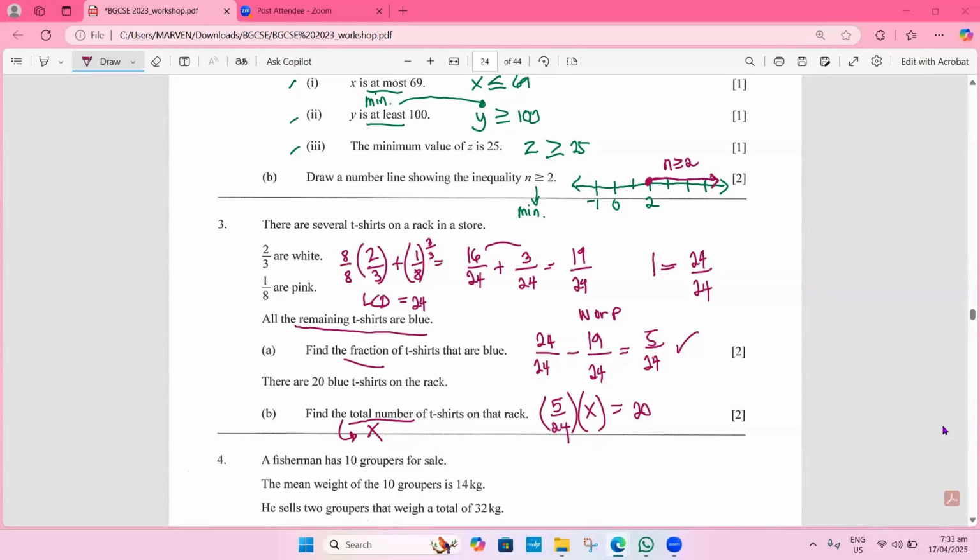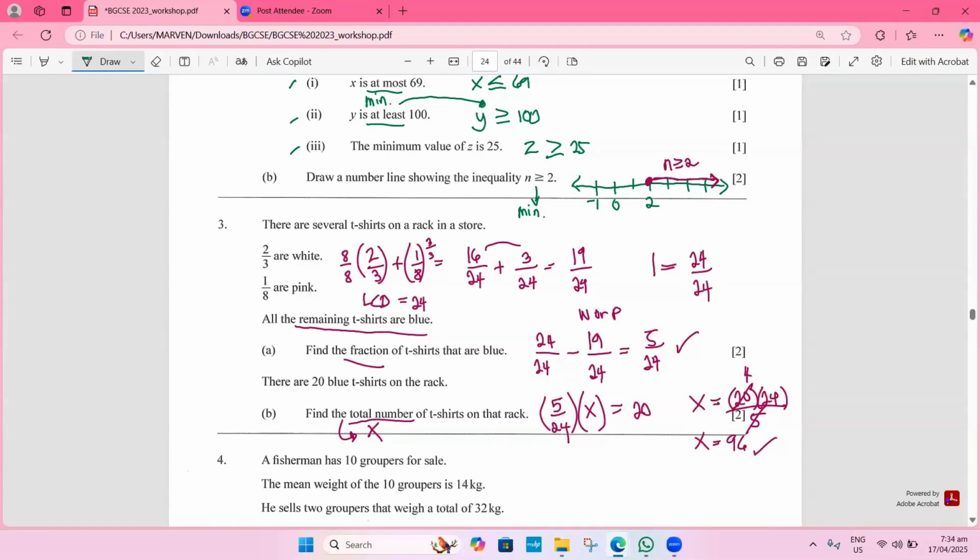So 5 over 24x is equal to 20. To solve this, we're going to cross multiply 24 and 20, and then divide it by 5. So x is equal to 20 times 24 divided by 5. You can cancel out 20 and 5. 20 divided by 5 is 4. And then 4 times 24 is 96. And therefore, there are 96 t-shirts.